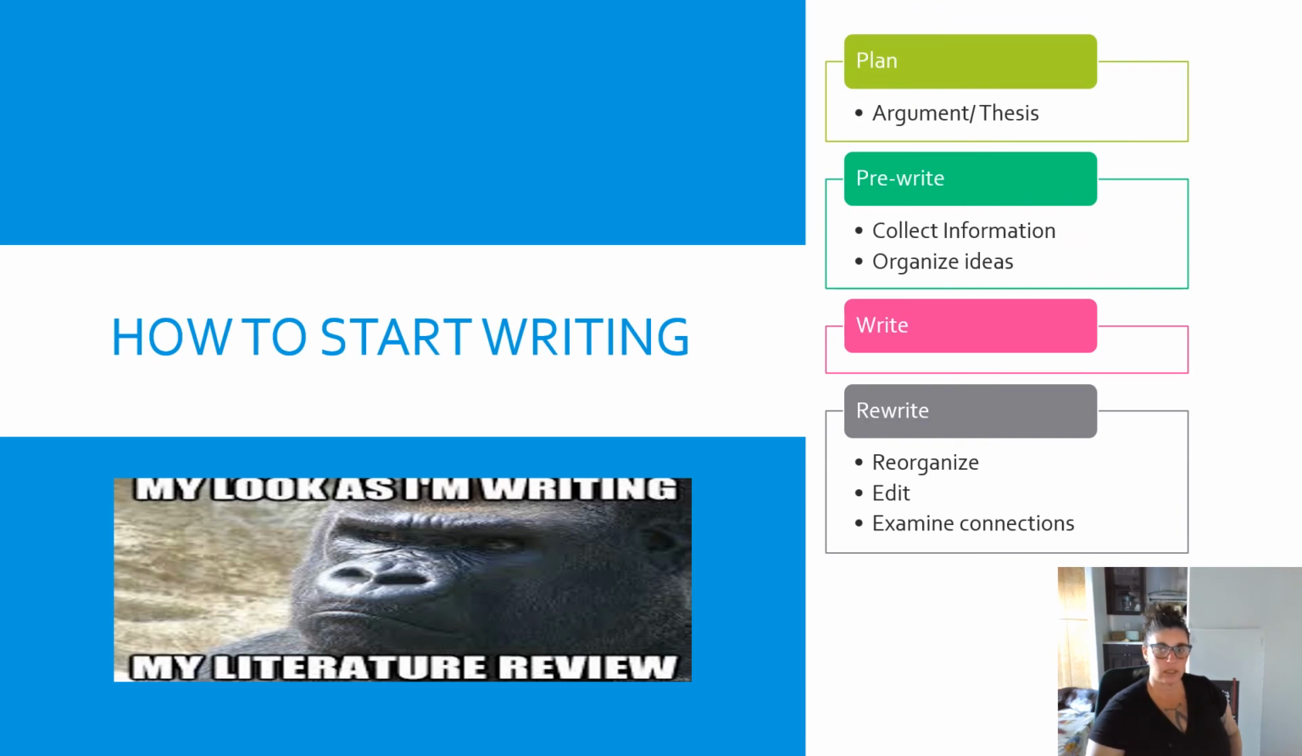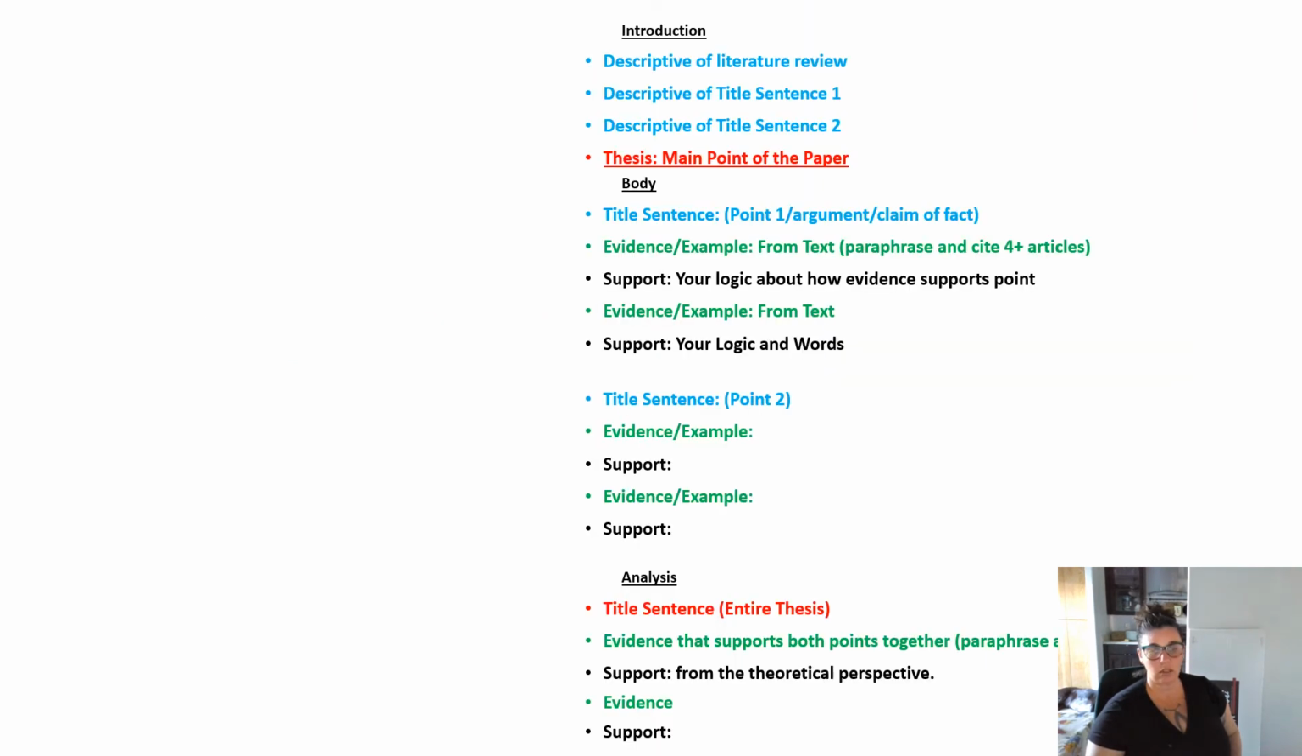Plan, right? You have your argument and your thesis. That's all in your synthesis grids. Collect your information, again, in your synthesis grid. Organize your ideas. Identify which themes you're going to use. And then try to write your paper and then rewrite your paper. So what does that look like?